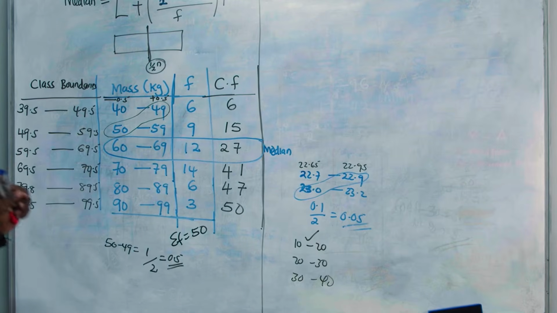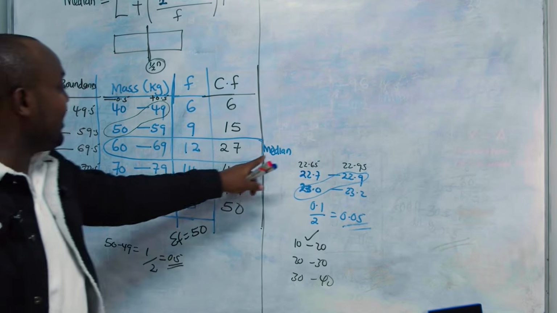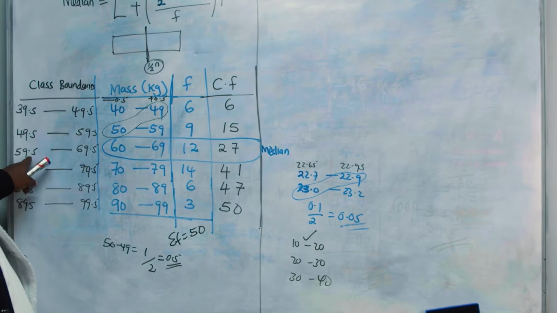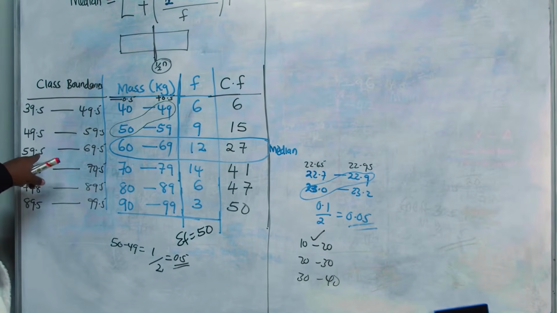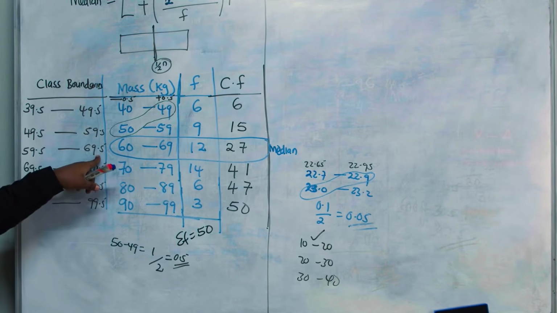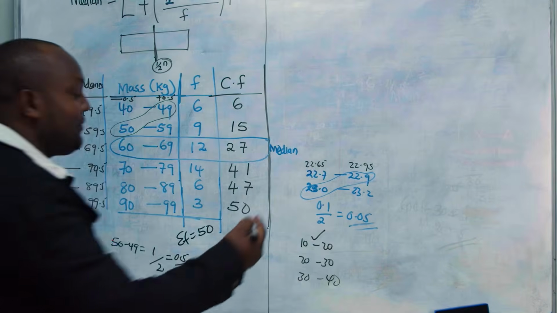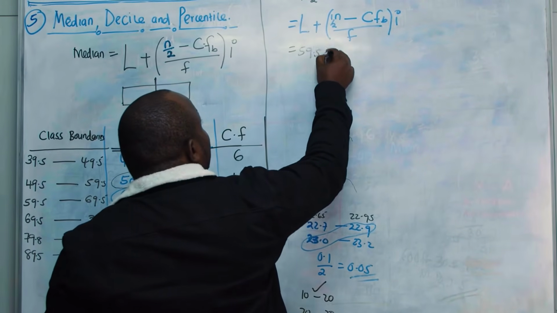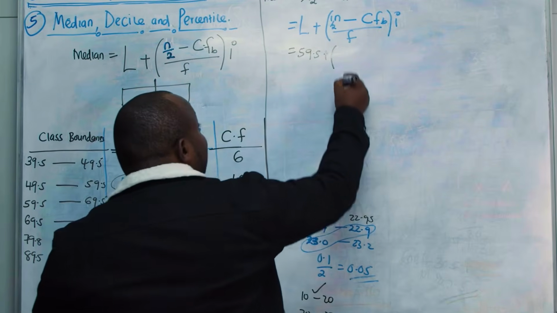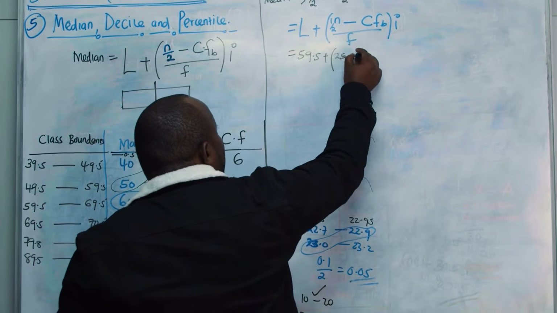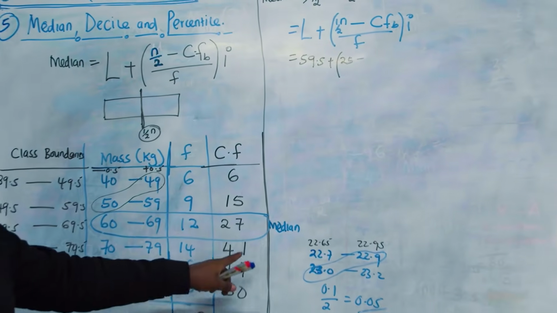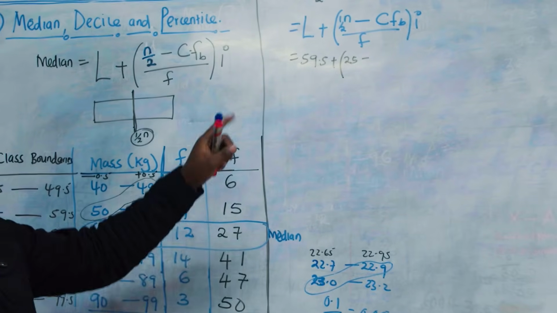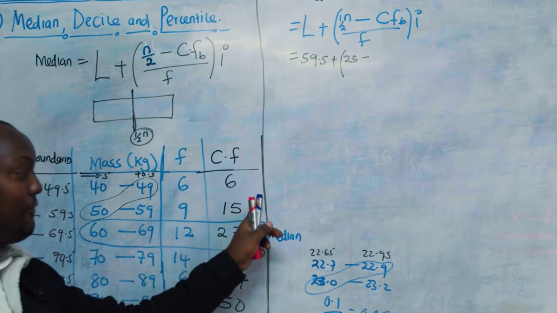So what is the lower class limit of this class? The lower class limit, remember it is here, it is 59.5 because we have lower and upper. So in that class, it will be 59.5. So we are going to use 59.5 plus n over 2, which we had gotten is 25, minus the cumulative frequency. Look at the cumulative frequency of the class before.